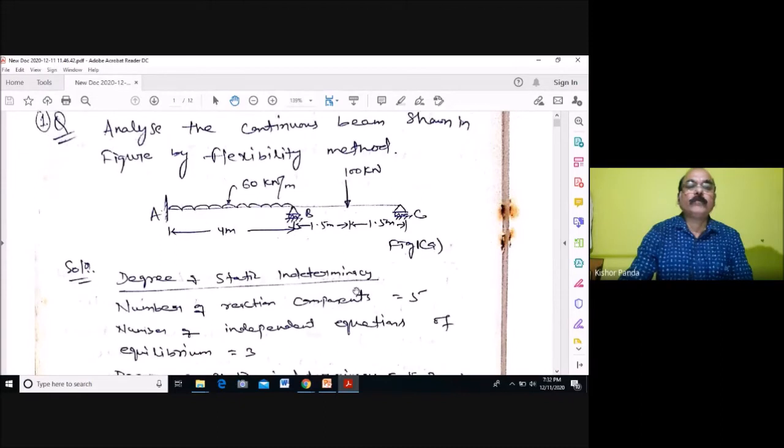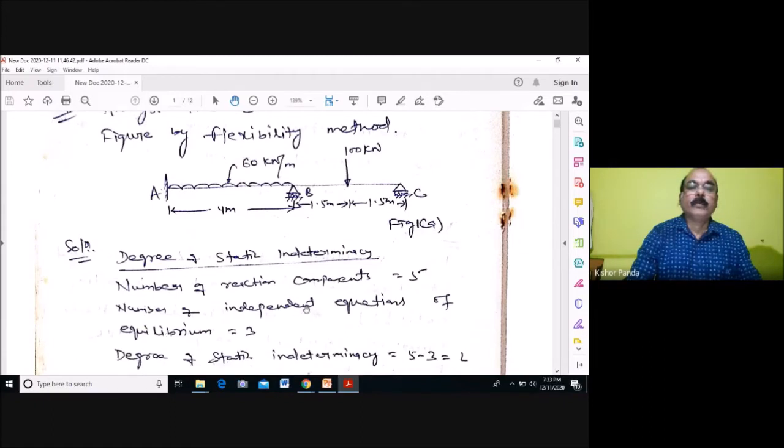So first you have to find out the degree of static indeterminacy. You know how to find out the degree of static indeterminacy. How many reaction components are here? Because this is fixed, the reaction components are 3. Because this is a roller support, here the reaction component is 1, and here also the reaction component is 1. So 3 plus 1 plus 1, the total reaction components is 5.